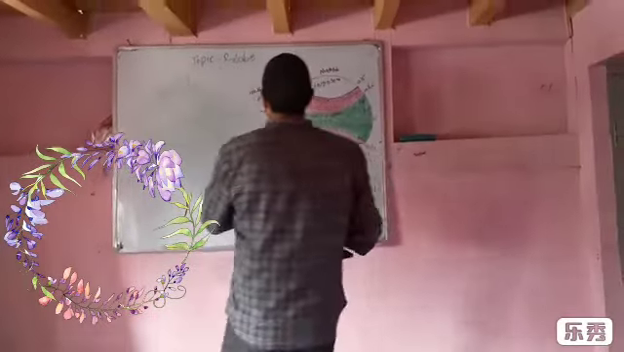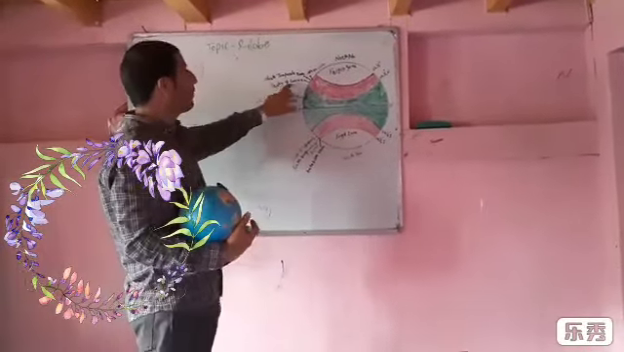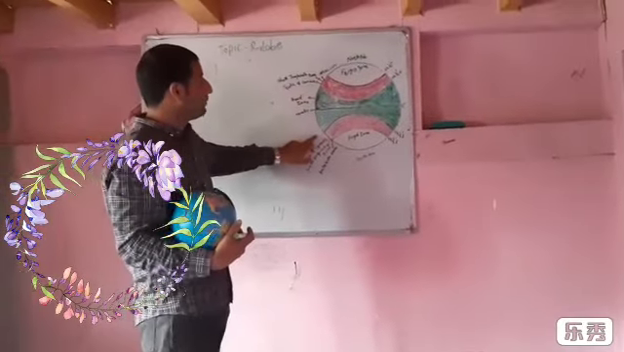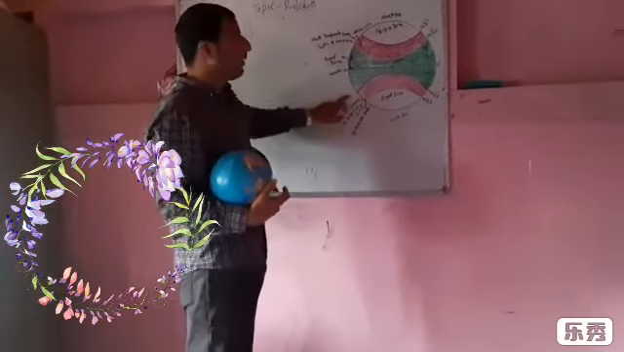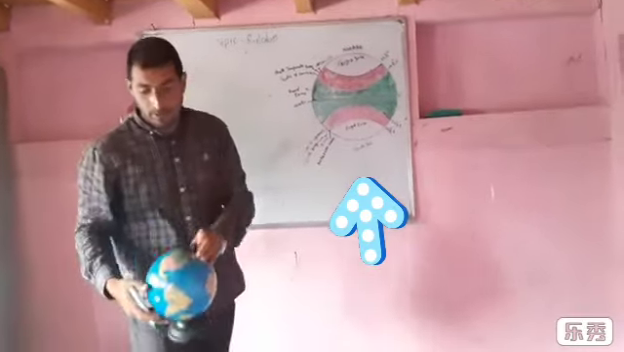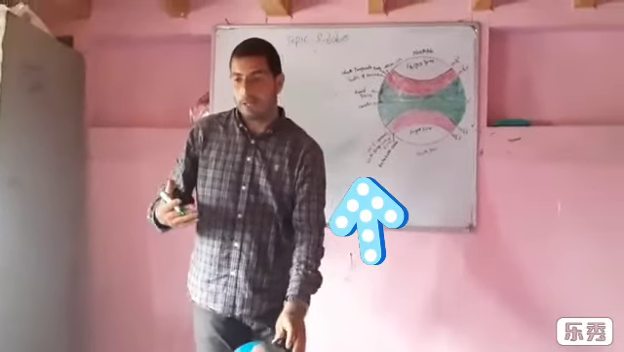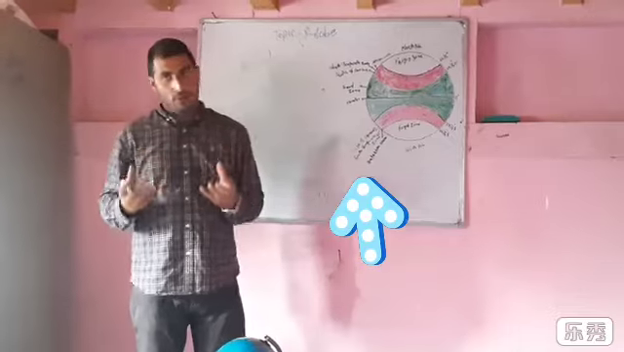In the northern hemisphere there is the Tropic of Cancer, and in the southern hemisphere of the globe there is the Tropic of Capricorn. So this was all about the basics of a globe. Thank you.